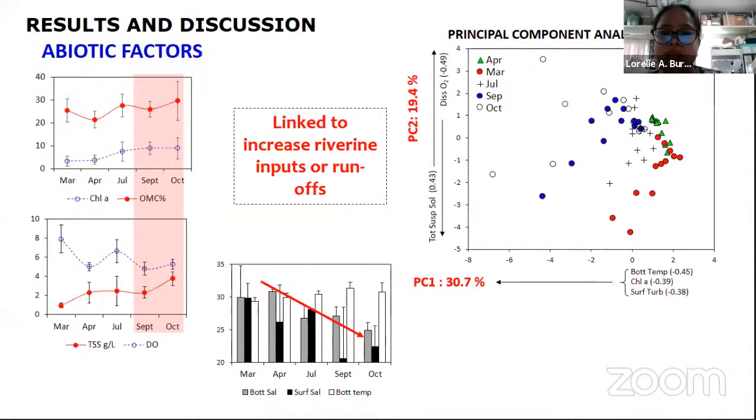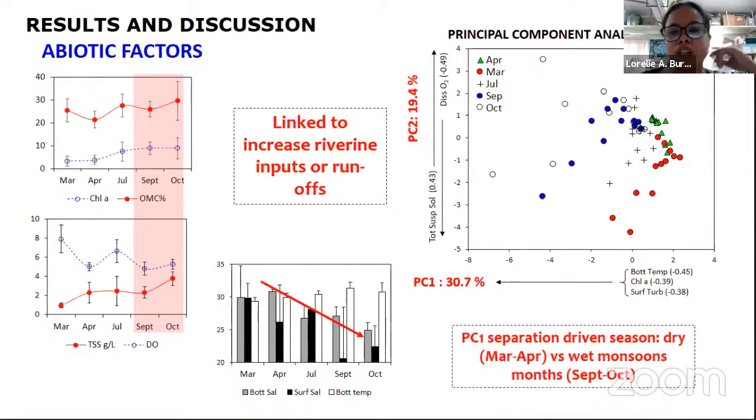While PC2, or the principal component 2, explained 19.4% of total variation, with DO and TSS showing the highest loading. So meaning increasing total suspended solids and decreasing dissolved oxygen in months such as September, in the southwest monsoon month from September to October.